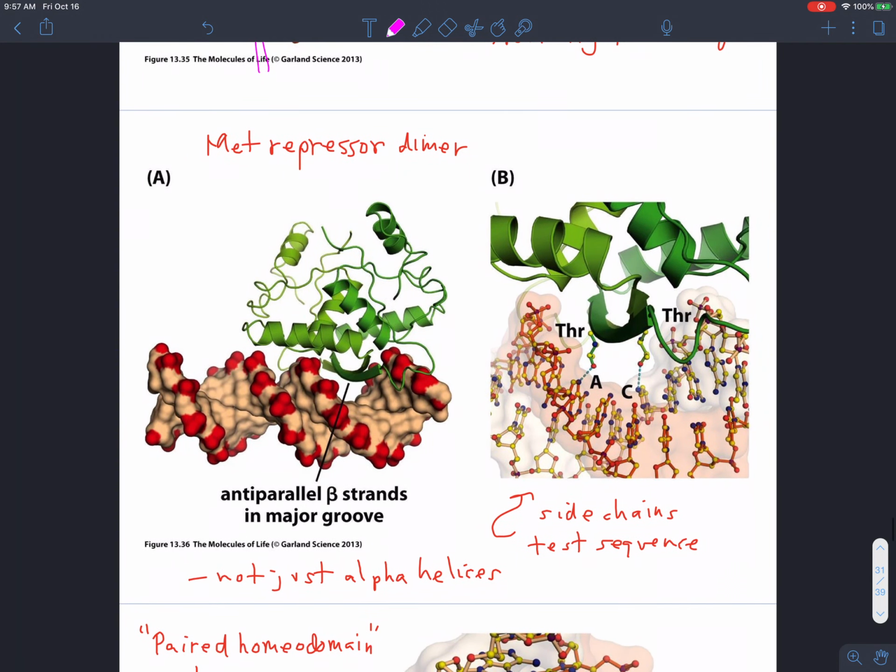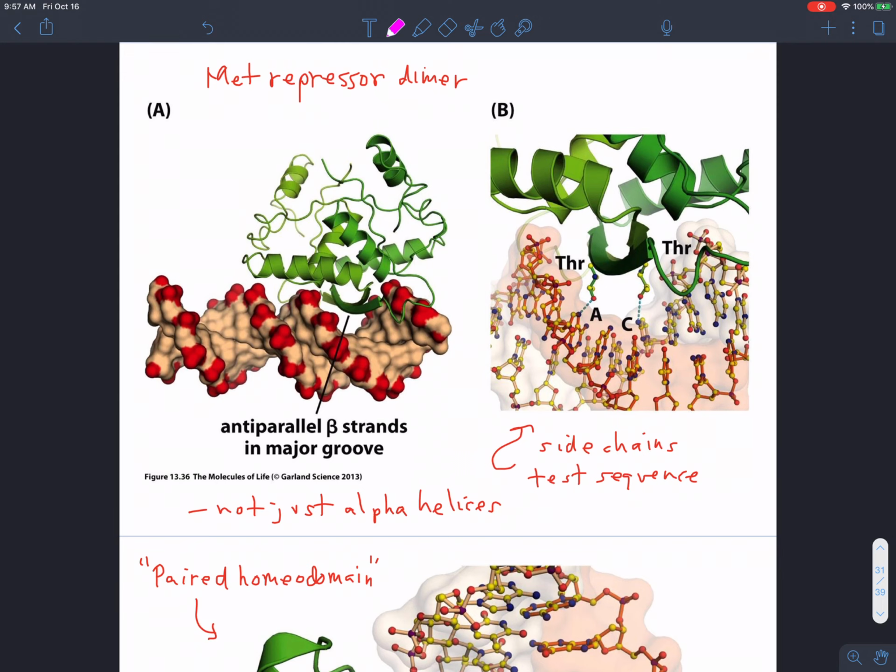All right, this is an example where the thing that inserts itself into the major groove of a B-form DNA is not an alpha helix. It's a pair of anti-parallel beta strands that stick themselves in. So it isn't just alpha helices. Other kinds of features can go in there.